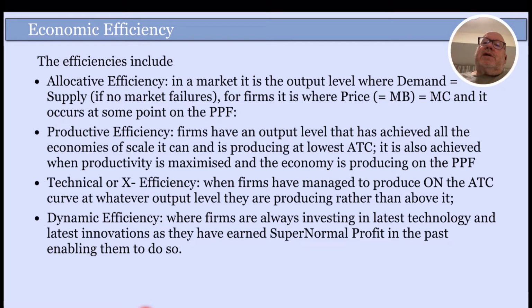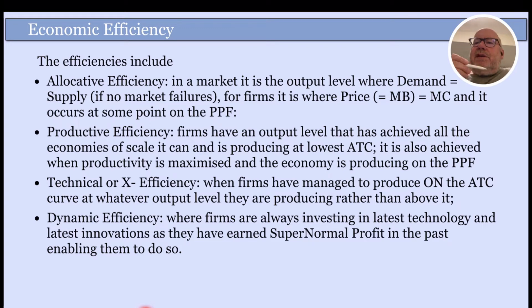Okay, technical and X efficiency. All that says is we're producing on the ATC curve at whatever level of output we have. So it doesn't matter what the level of output is. We'll see this in the diagram in a minute. You are producing on the ATC curve.